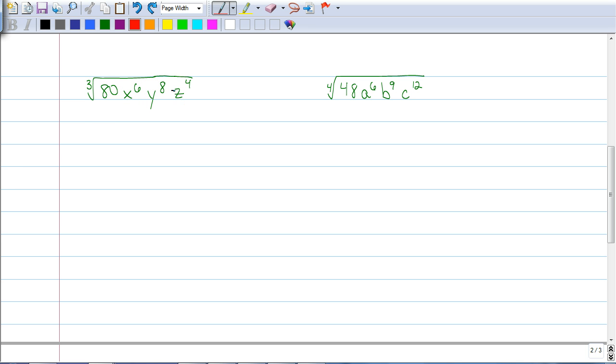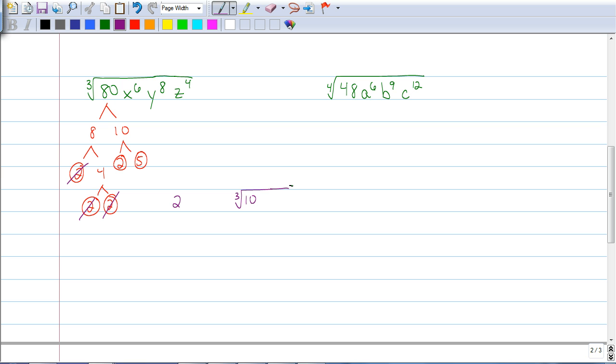So the cube root of 80 breaks down to be 8 times 10. 8 breaks down to be 2 times 4. 4 breaks down to be 2 times 2. Don't forget about this 10 up here. That breaks down to be 2 times 5. So it's a cube root, and for every 3 of the same number, I get to take one out. I have 1, 2, 3 2's here, so I'm going to end up taking out a 2. And I'm left with the cube root of 2 times 5, or 10, under the radical.